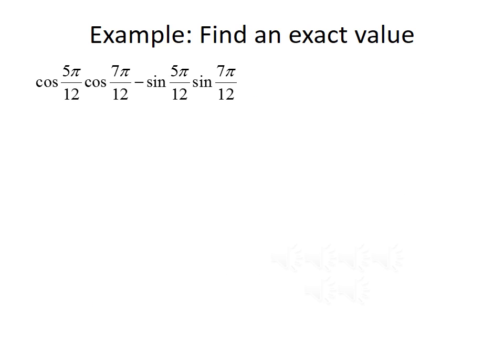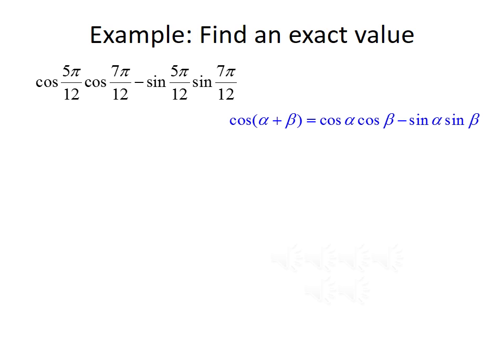Here's another example where we want to find the exact value: the cosine of 5 pi over 12 times the cosine of 7 pi over 12 minus the sine of 5 pi over 12 times the sine of 7 pi over 12. Take a couple minutes and see if you can simplify this one by yourself. If you finish or get stuck, feel free to follow along with me when you continue your lecture.